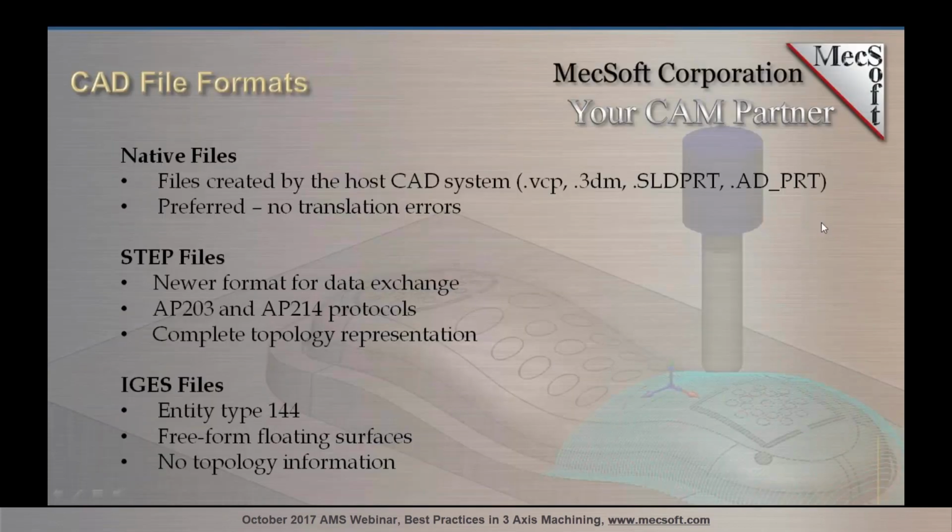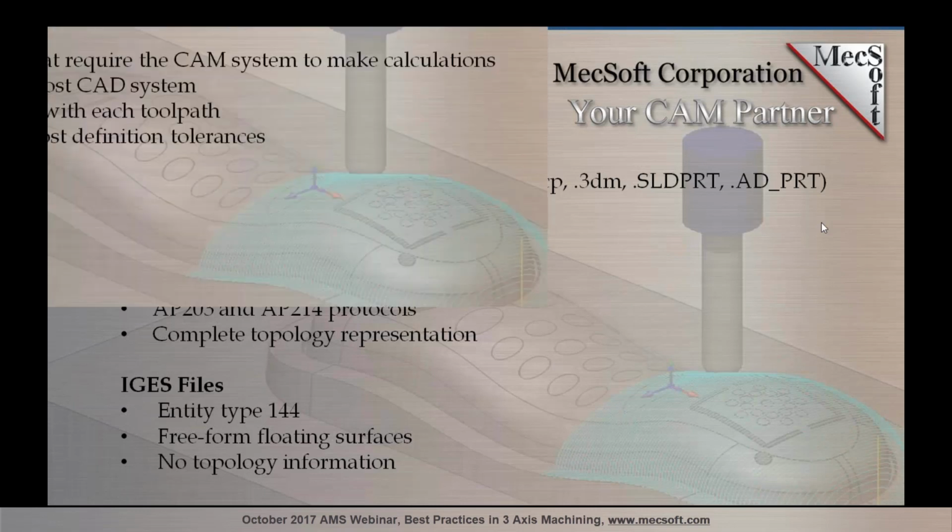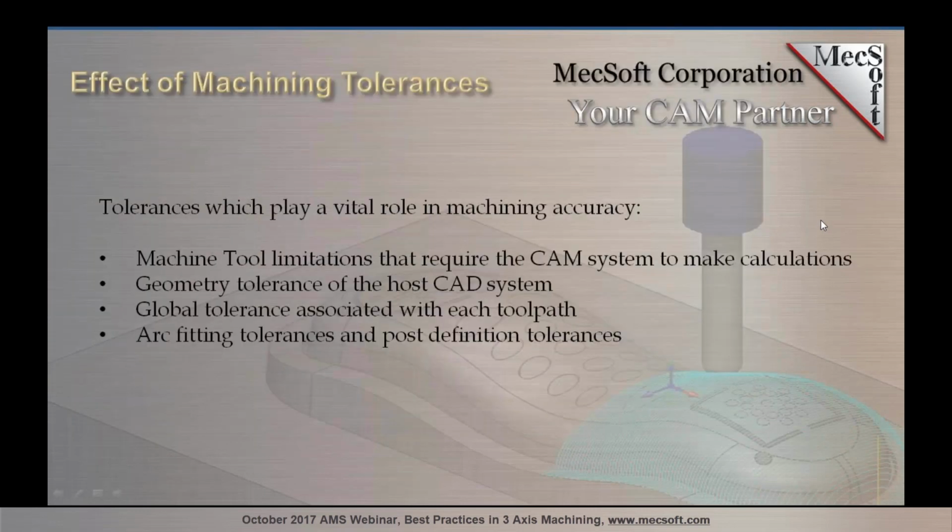The next topic that we will discuss is the effect of machining tolerances. Tolerances play a vital role in machining accuracy. It could be based on the machine tool limitations. There's geometry tolerance of the host CAD system, global tolerances associated with the toolpath, and arc fitting tolerances where you want to fit arcs as you're creating your toolpaths. We will walk through all of these in the demo, but a couple of things I wanted to mention here.